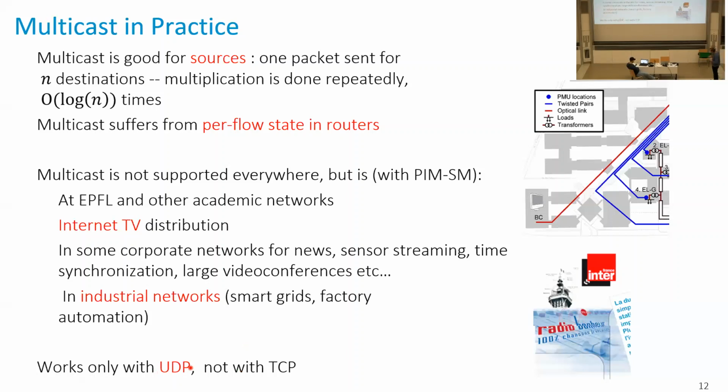Last, multicast does not work with TCP. We just finished the module on TCP. Multicast is incompatible with TCP. Why is that? Yes? Because you don't know who subscribes to your service, you just send it to your address and whoever subscribes receives that. Because you don't know who is receiving, that's correct.